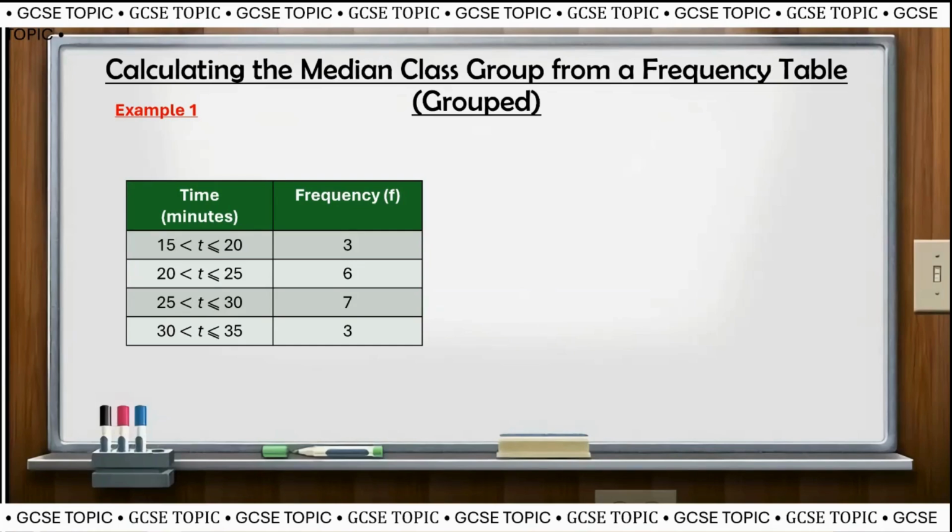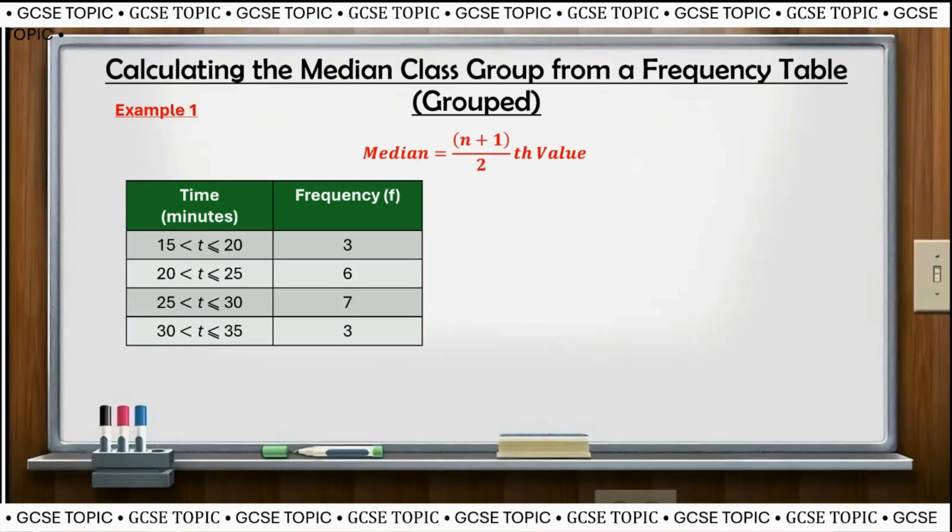Before going into example 1, I will be introducing the median formula, which is n plus 1 divided by 2, where n is the total of our data, and once the formula is used, it tells us the position of the median. We can work out the estimated median, however, that is another topic altogether. So let's look at example 1.